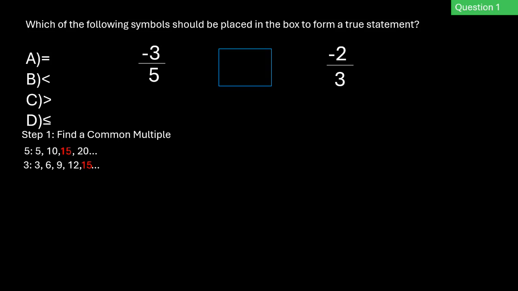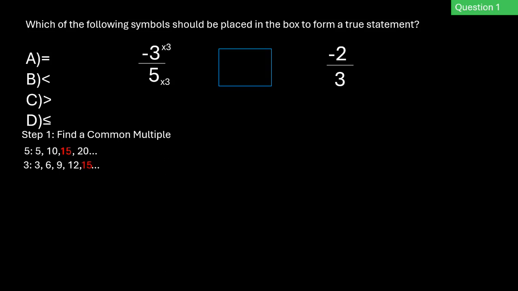Now ask yourself, for your first fraction, where the denominator is 5, how do you get to 15? To get to 15, you would have to multiply by 1, 2, 3, because of course 5 times 3 is 15. And here's the thing, whatever you do to your denominator, you have to do to your numerator as well. So if you multiply your denominator by 3, you have to multiply your numerator by 3.